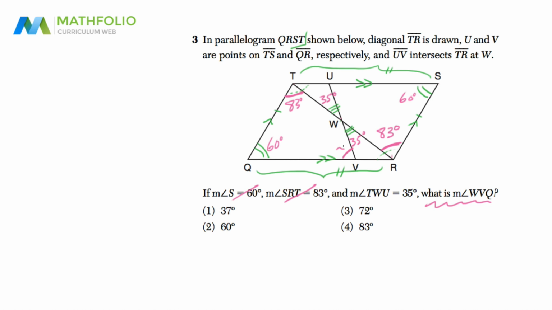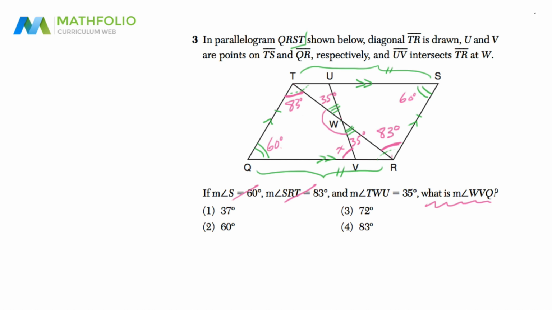So I'm going to call it X, and I'm noticing that X is part of this shape QVWT, which is a quadrilateral, and we know two angles in this quadrilateral. Now if only we could find out this angle here, then we know that the four angles in a quadrilateral must all add up to 360 degrees. So let's take a look.